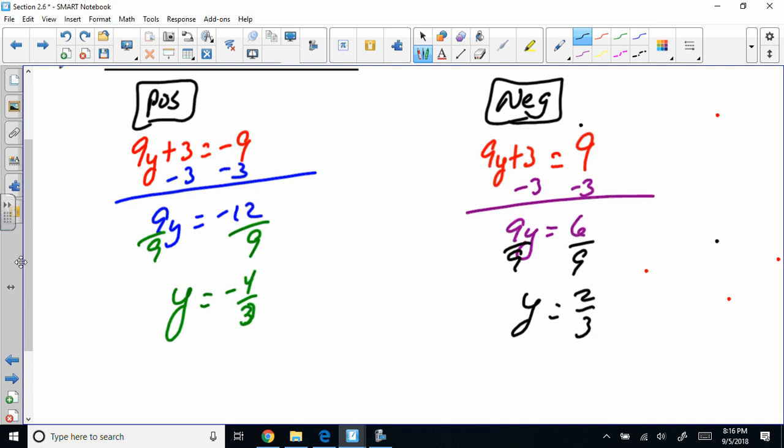Now, it's an "and." It's a compound statement, right? It is -4/3 and guess what? 2/3, right? It's both of those. Because both of those satisfy the absolute value equation. Questions?